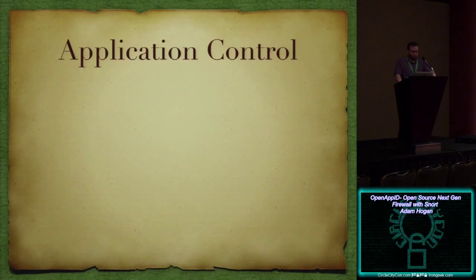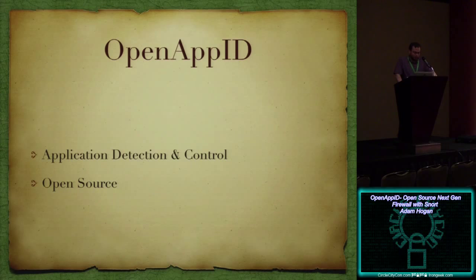So, application control. OpenAppID is there to detect and control applications, as I said. And I think it's a big deal that this is completely open source, because this was something we've been working on for a while and something that hadn't been put back into the open source community. This is something that happened after SourceFire was acquired by Cisco.